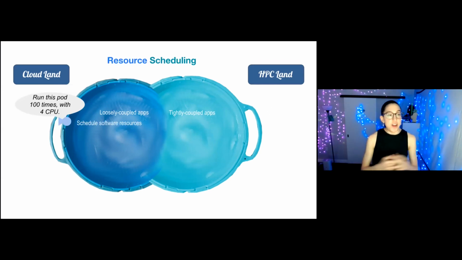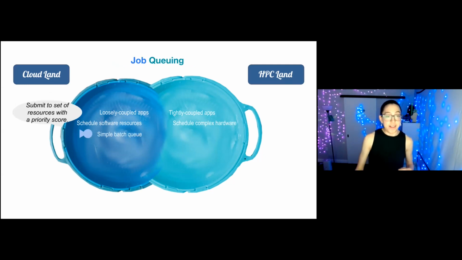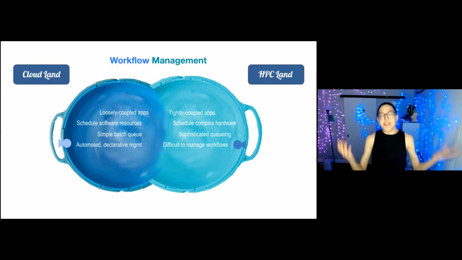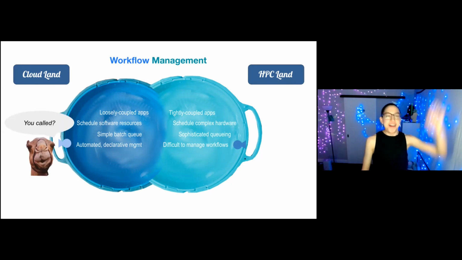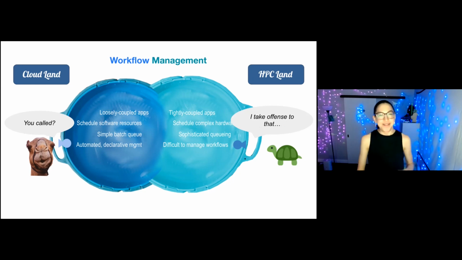For resource scheduling in cloud, we may want to run a pod with a certain amount of CPU. In HPC, we're actually scheduling more than software. We're scheduling hardware down to the PCI bus. For job queuing in cloud, we may do something like calculate a priority score. In HPC, we have very sophisticated queuing algorithms that often are graph-based. Finally, workflow management. Cloud does this really well with automated declarative management. Bring in the YAML camel. In HPC, we also have workflow tools, but sometimes it's not really great. It's like bash scripts all the way down.